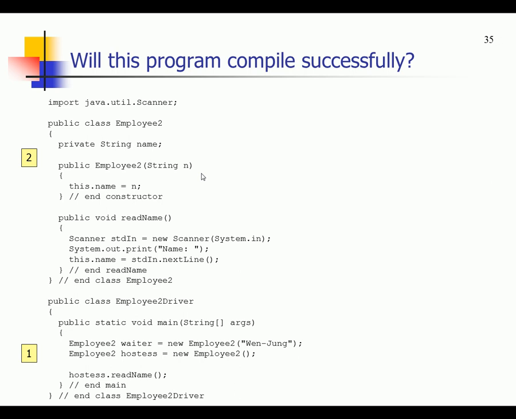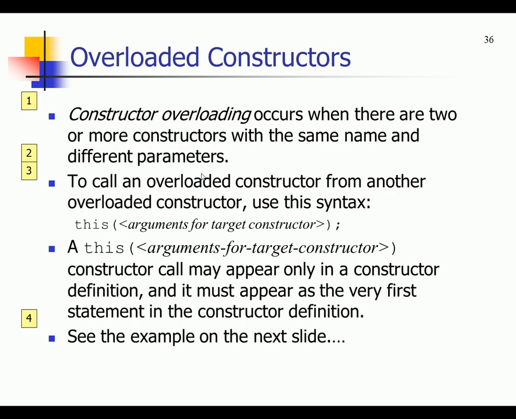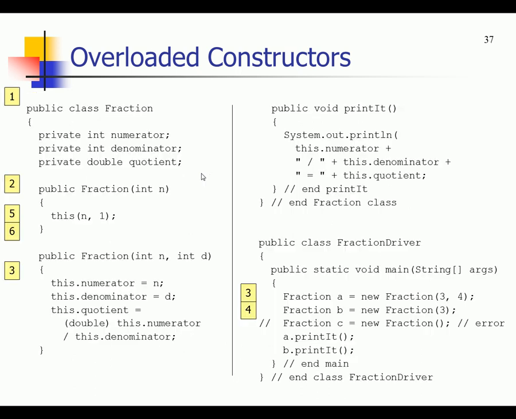Easy enough? Alright. It says constructor overloading occurs when you have 2 or more constructors with the same name and different parameters. So to call an overloaded constructor from another constructor, put in this and then the arguments, which we'll see. A this constructor call may appear only in the constructor definition. It must appear as the very first statement. Let's look at an example of one. So we have a fraction class. This is kind of similar to what you guys might be working on.